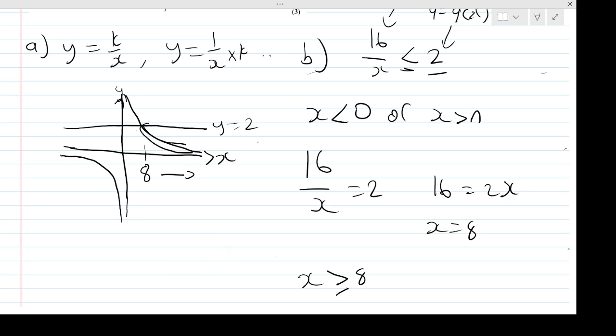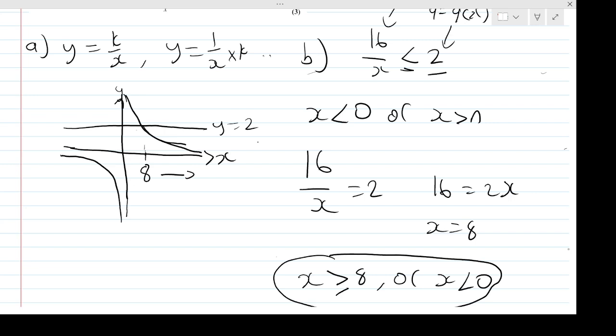That corresponds obviously to that part of the graph. But also, we've got the other part of the graph when x is less than 0. Remember, so we could either have all x less than 0, or x greater than or equal to that n. So those are the values of x where the graph is underneath 2. But obviously we know n is now 8. But yeah, that's reciprocal graphs then. Cool. So I'll see you next time.